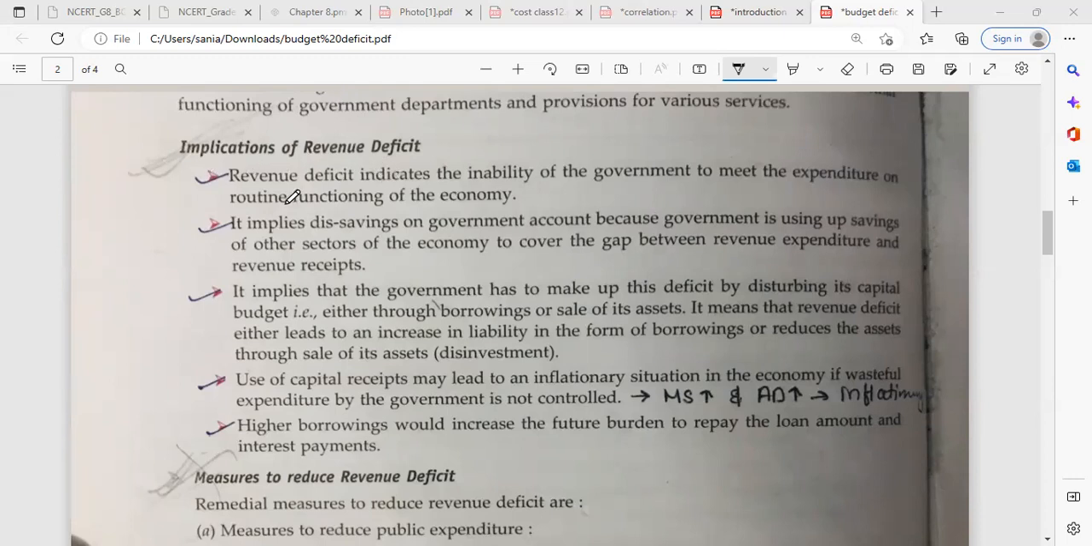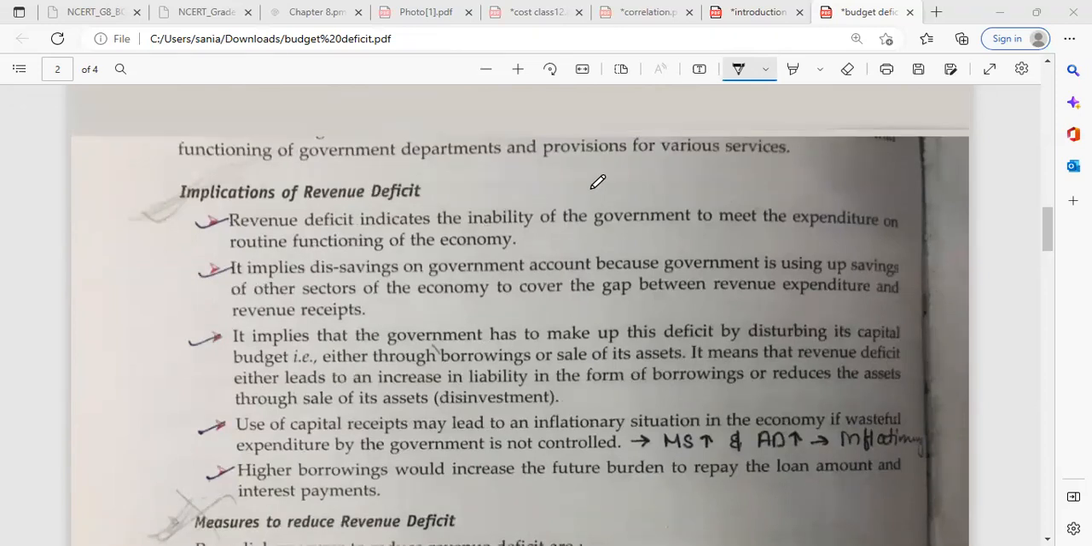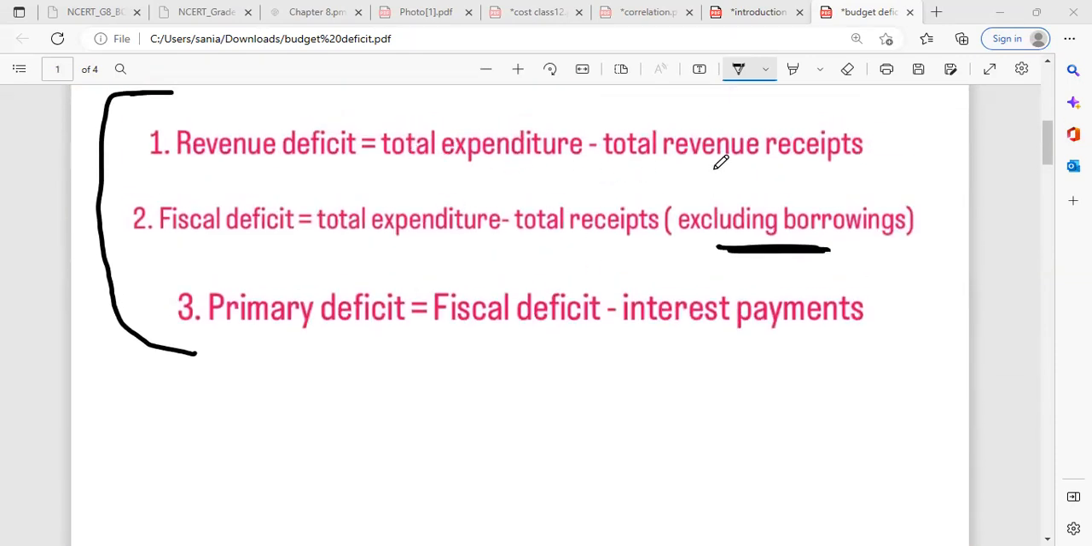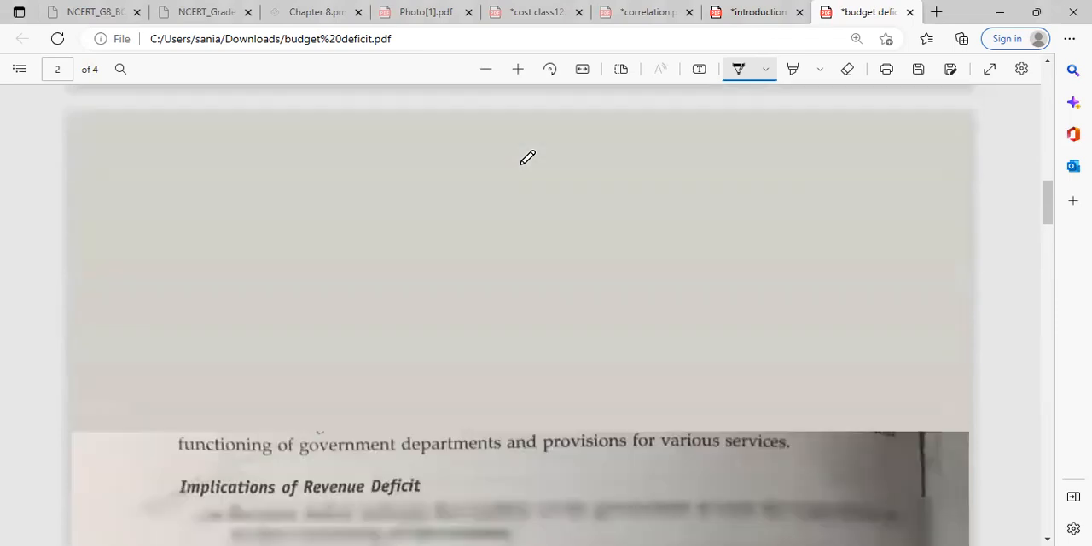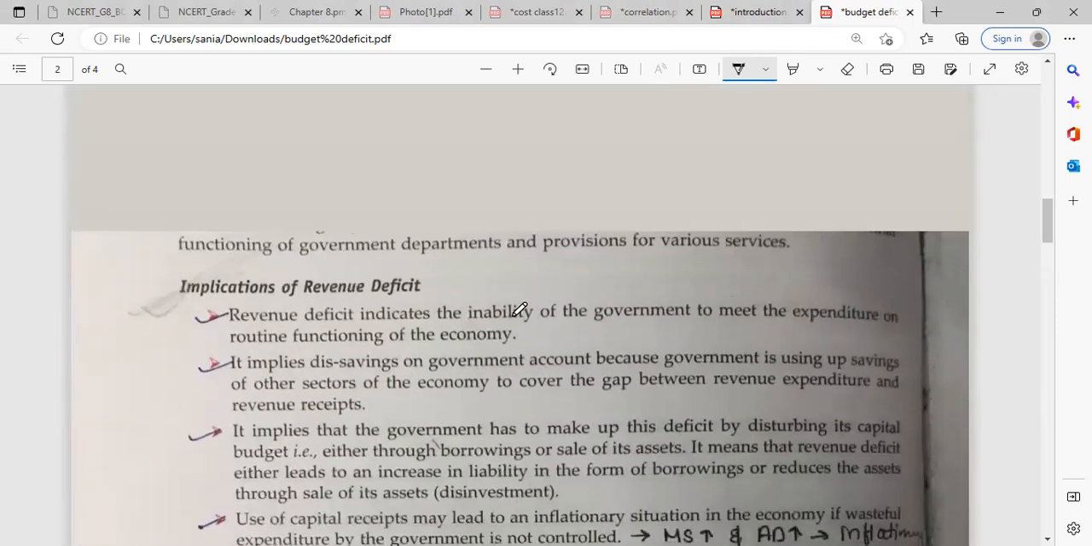So now, implication of revenue deficit. Revenue deficit indicates the inability. First we will read the formula. Revenue deficit, what is it? It is total expenditure minus total revenue. For example, your expenditure is 120, right? And your revenue is 100 rupees. So you can see what it is showing. It is showing the inability of the government to meet the expenditure. Like it is showing that though you organized a party, you were unable to carry out the party in a very good way, right? Similarly, government revenue is 100 rupees and whatever expenditure they are doing, the cost is 120 rupees.